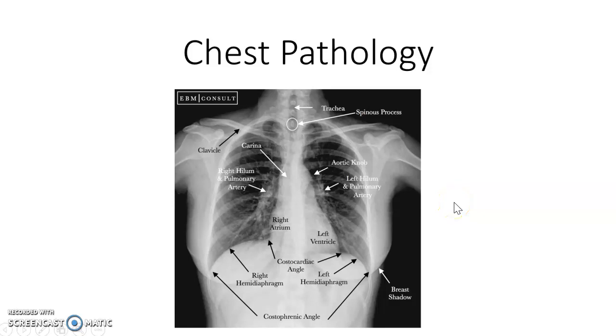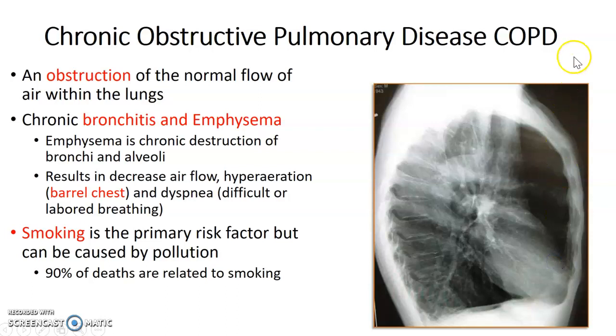All right, part 2 of pathology. We're going into chest pathology first. COPD, chronic obstructive pulmonary disease, an obstruction of the normal flow of air within the lungs. Chronic bronchitis and emphysema are your two main players here.